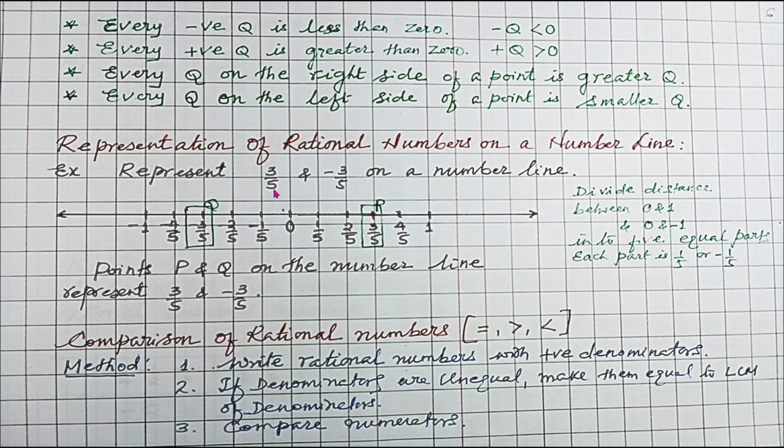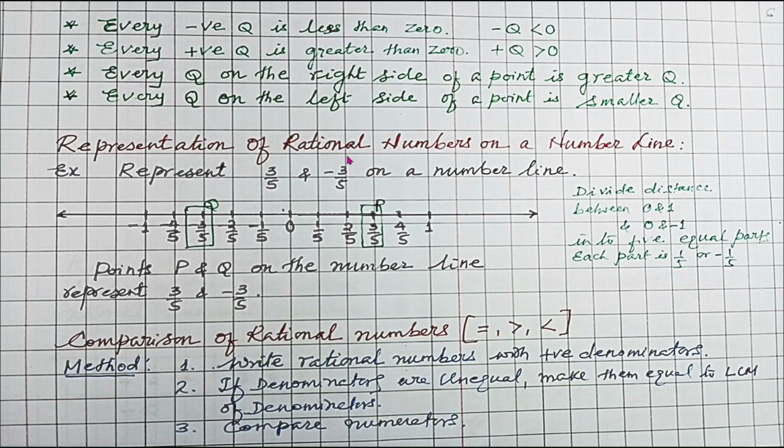So we have 5 in the denominator. That means we have to make 5 divisions between 0 and 1. We have 0 by 5 is 0, 1 by 5, 2 by 5, 3 by 5, 4 by 5, and 5 by 5 is 1. And therefore 3 by 5 is there. That means the point P on the number line indicates 3 by 5, which is a positive rational number on the number line.